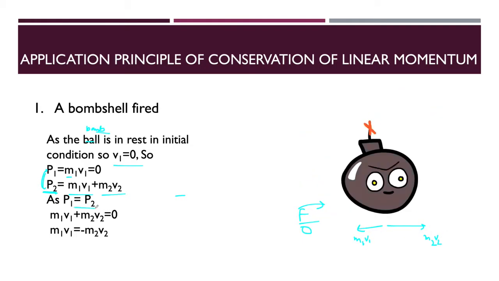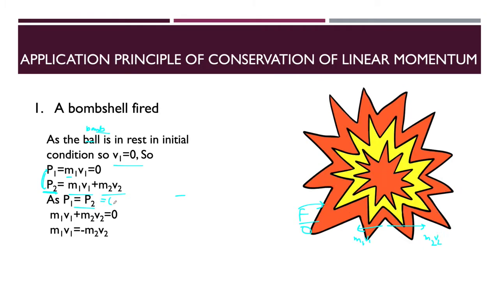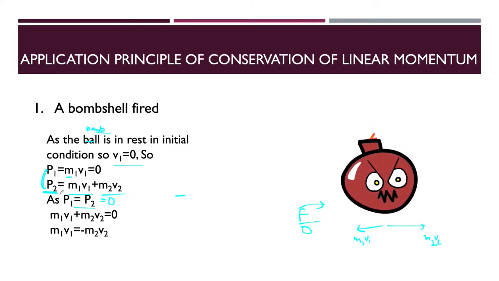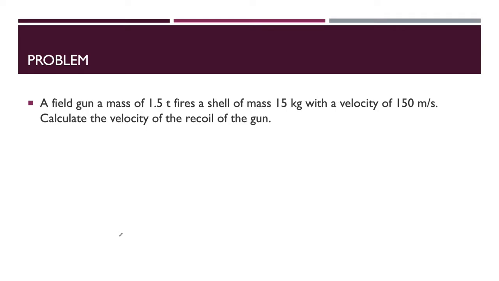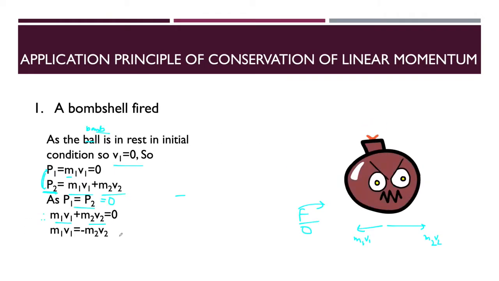So P1 equals P2. Why will P2 be 0? Because P1 is 0. As P1 equals P2 and P1 is 0, automatically P2 will also be 0. But here we have seen P2 equals m1 v1 plus m2 v2. So if P2 equals 0, that means m1 v1 plus m2 v2 equals 0. So what is the meaning of that? That means m1 v1 equals minus m2 v2.